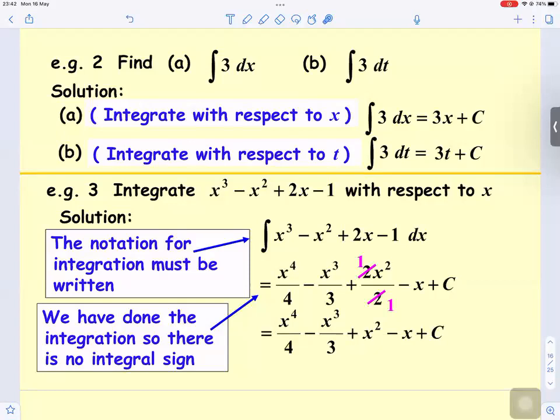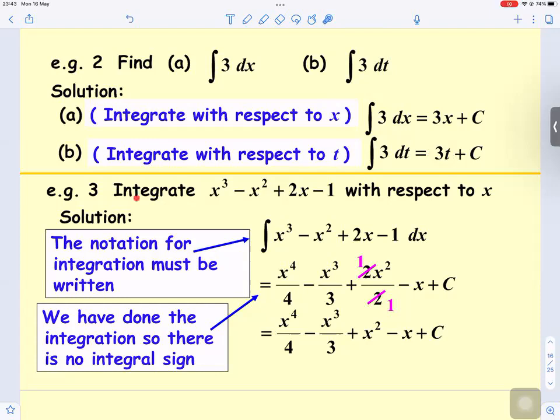So for example, find the integral of 3 dx and integral of 3 dt. So for the first one, we are integrating with respect to x. So when you integrate, imagine this, it's like 3x to the power 0. So 3x to the power 0, you add 1 and divide by the 1. So you just get 3x. So we get 3x plus c, the constant of integration. This one is integral of 3 dt with respect to t. So we integrate with respect to t. So 3 dt becomes 3t plus c.